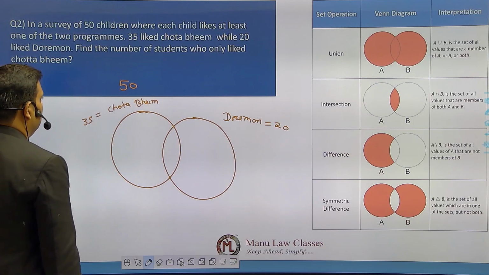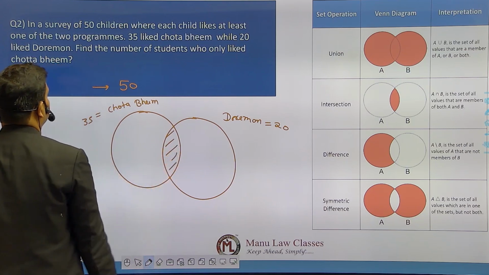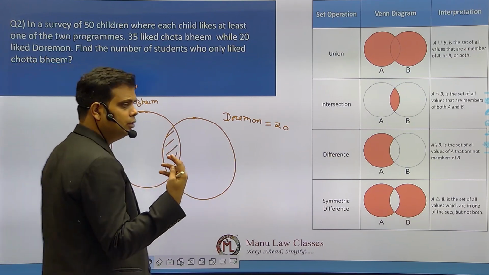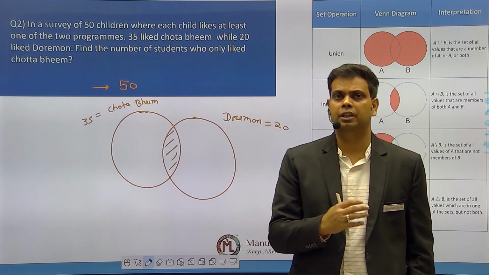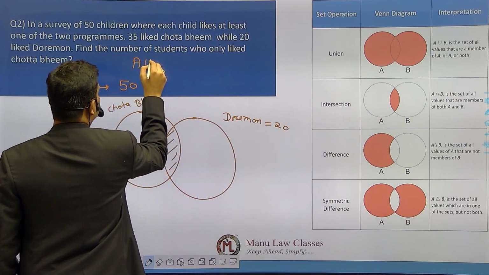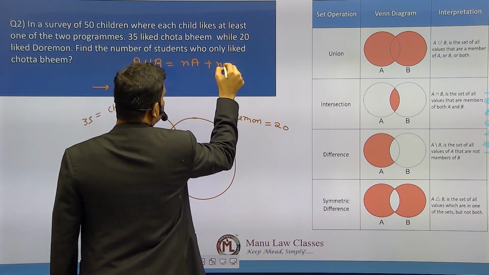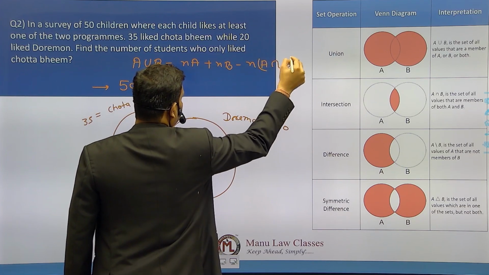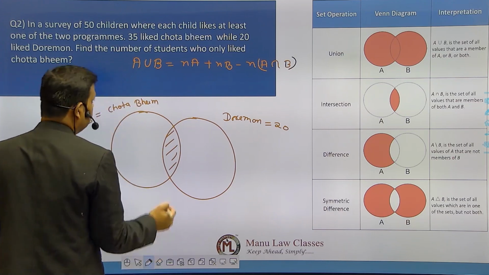Now, we don't have information about this intersection part. How many of them like both? Correct? So how to find it? Here there is no clue. So the formula will help, the basic standard formula we have done in schools. Just remember this. A union B is equal to n(A) plus n(B) minus n(A intersection B). So put in this formula. We have the information about A union B.